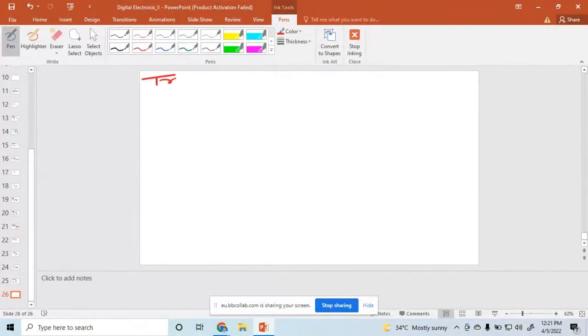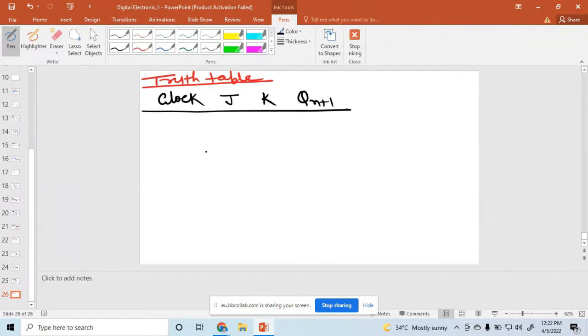Now come to the point. How to write down the truth table? This is a very important truth table. So truth table. First, I'm writing here a clock. Then here the input is J, K, and output is considered as Qn plus one. So this is the truth table. J, K input and output, like this one.